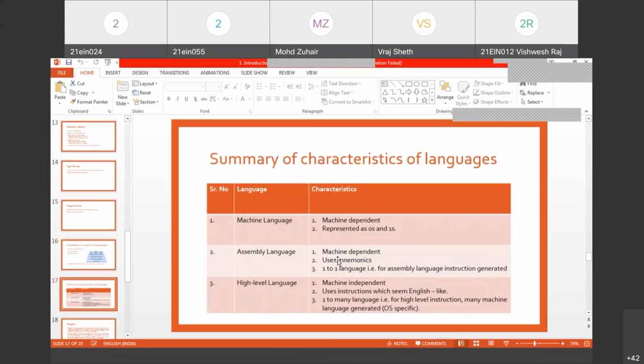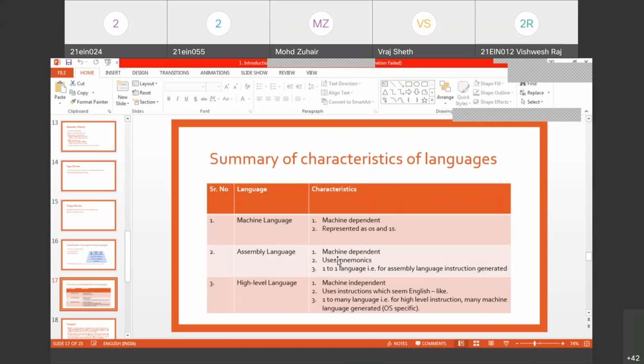Machine level languages are machine dependent, and they are represented by zeros and ones, because a computer understands only binary codes. Binary codes mean zero for off, one for on. Then we have assembly language, which is also machine dependent. It uses mnemonics. Mnemonics can be like, for an AND gate we say 1 0, for an OR gate it is 0 1. So these are mnemonic codes.